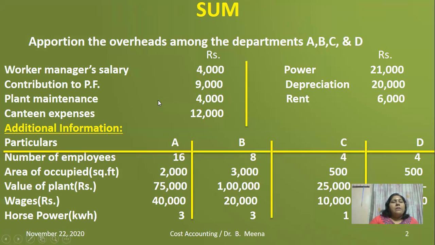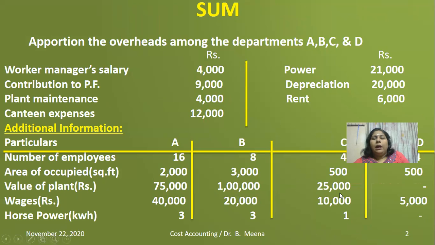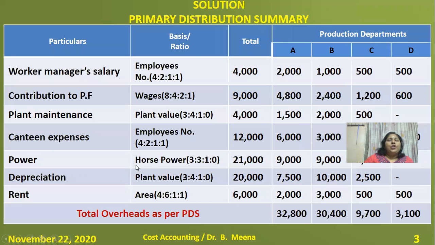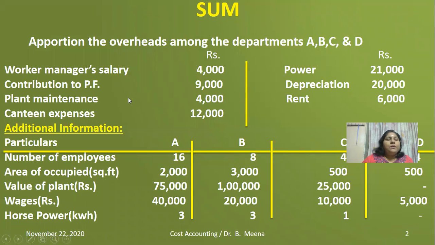Then I'll move on to plant maintenance, 4,000. For plant maintenance, I can match the basis with the value of plant. So what could be the ratio? 75,000 is given under A column, B column is 1 lakh, and C column is 25,000. The last column is nil. So I can cancel all three zeros in all amounts and simplify to 3 is to 4 is to 1. That is the ratio I mentioned here: plant maintenance, plant value 3 is to 4 is to 1 is to 0. So out of 4,000, 3 by 8, 4 by 8, 1 by 8 out of 4,000, I'll get these values. Then I will move on to the next expense, canteen expenses.